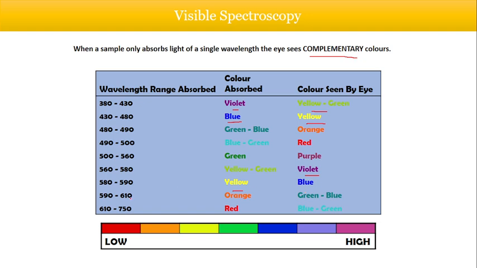At 590 to 610, the color absorbed is orange and the color seen by eye is greenish blue, and when the color absorbed is red, the wavelength range falls at 610 to 750 and the color seen by our eye is bluish green. Okay.